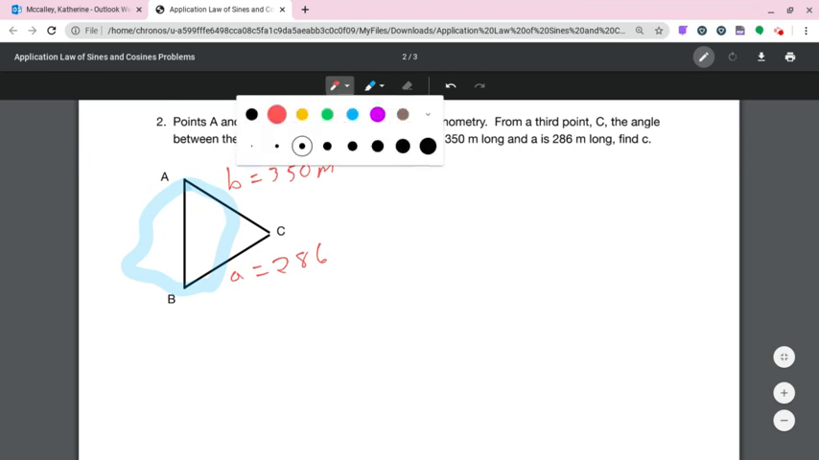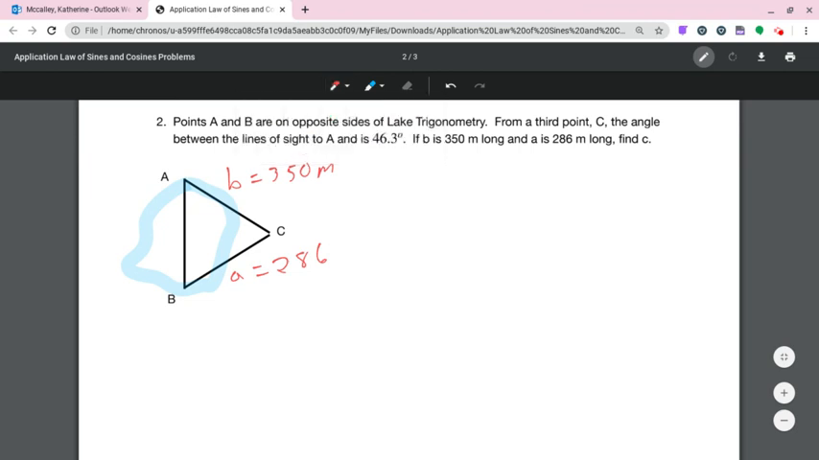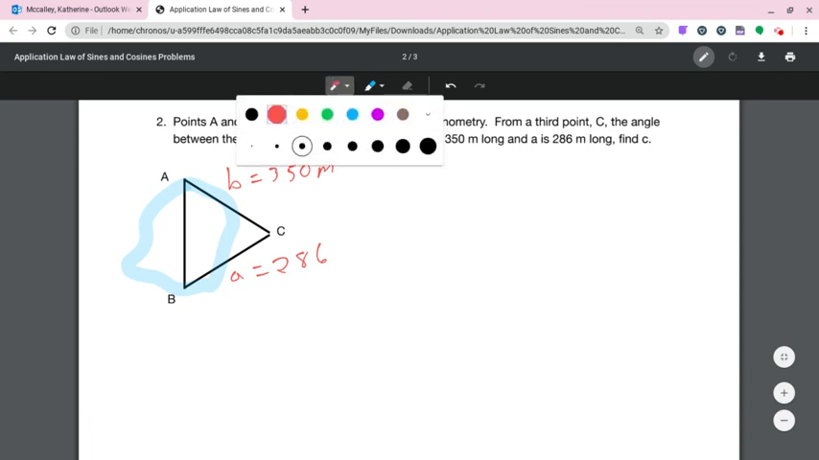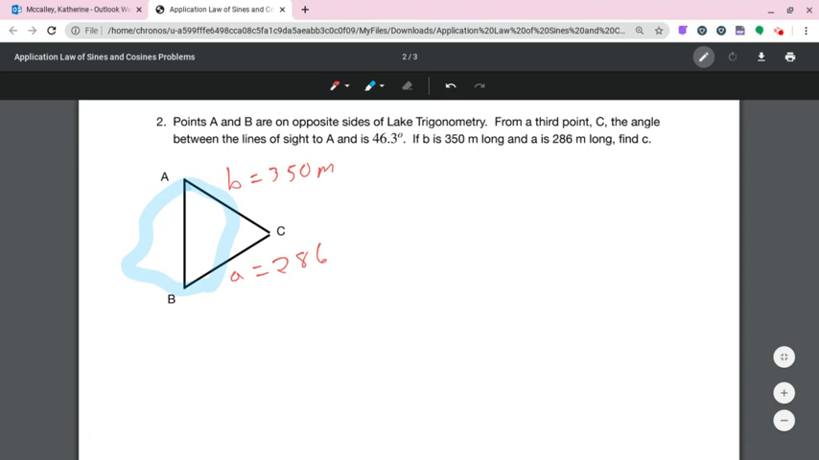There's a typo. That's why I was having trouble. This should have been lines of sight A. There should have been a B here, guys. Put B in here. Lines of sight to A and B is 46. I'm sorry, that's why I was having trouble there reading it. There's a typo.